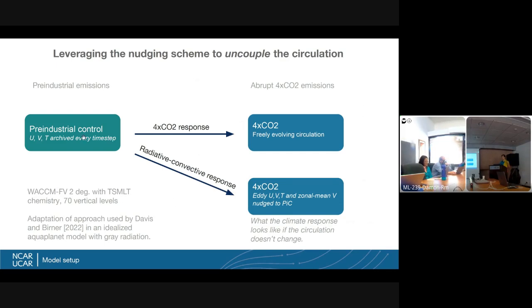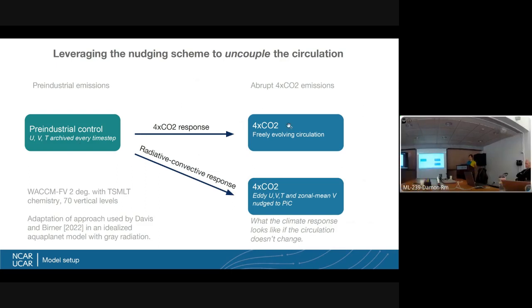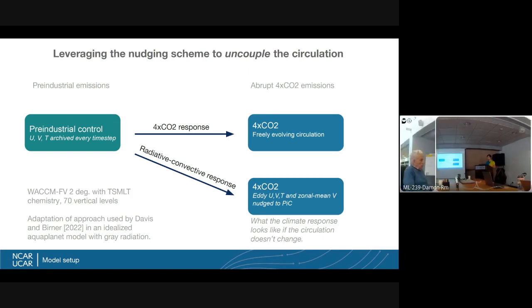And so the idea is, I have a pre-industrial control run for 100 years and I archive U, V, and T every single time step. It's a lot of output. Then I apply an abrupt 4 times CO2 forcing, and it's a freely evolving model. But then in another abrupt 4 times CO2 run, I constrain the eddy U, V, and T and zonal mean V fields to this pre-industrial control climatology, which means my zonal mean U and T become my freely evolving parameter.